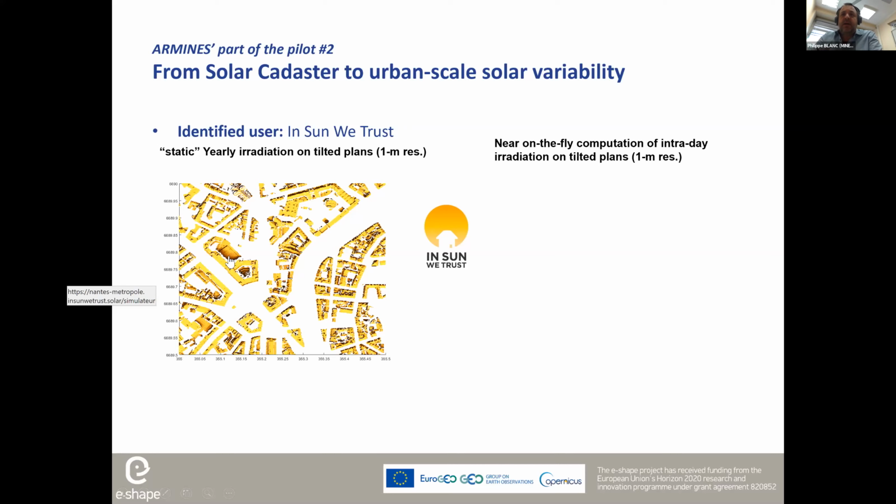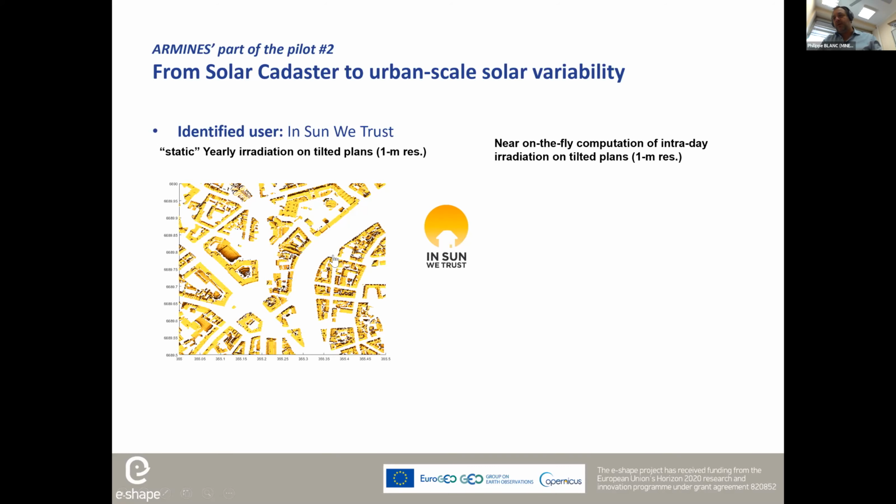So this is this one, providing yearly irradiation on tilted planes. Each pixel on this map corresponds to 1 square meter, integrating the shadow from the surroundings, so the shadow from the digital elevation model, and the shadow from the buildings, from the superstructures on the rooftops, and from vegetation that has been acquired during the campaign of the digital surface model.